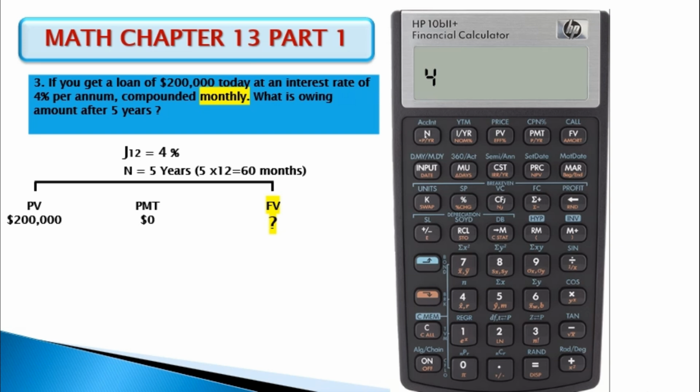N is 5 years, but we're talking months now. So N is 5 times 12, which is 60. Made a mistake there. 60 for N. This has been done. PV is 200,000. How many payments? Well, it's 60 payments, but how much? 0 for every payment. And FV, we would be owing $244,000. Let me do that one more time quickly for you. 12 for the compounding periods.